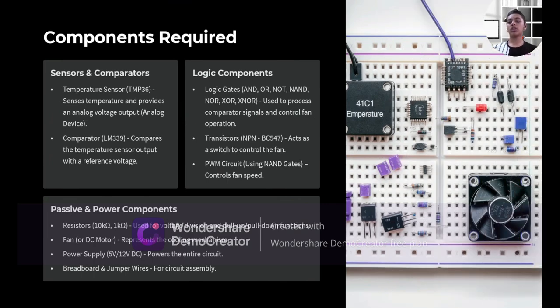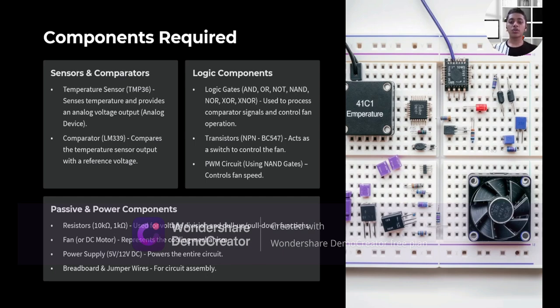Now we see the components required to build the temperature controlling fan. First, sensor and comparators; second, logic components; and third, passive and power components. First, the temperature sensor and comparator. The temperature sensor senses temperature and provides an analog voltage output. The comparator compares the temperature sensor output with a reference voltage.